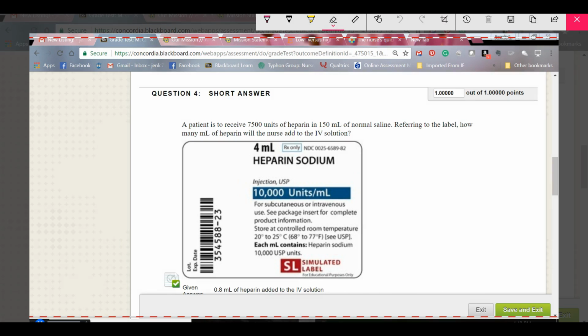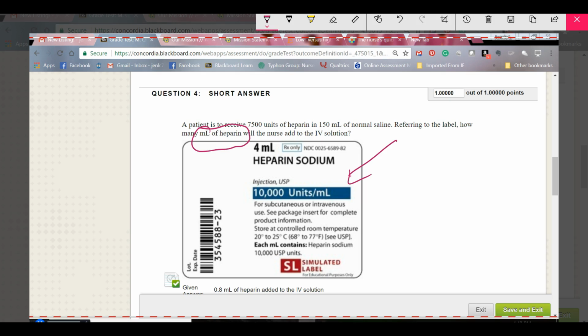Okay, so now what I'm going to show you is quiz 6, and we're looking at this answer here. The patient is to receive 7,500 units of heparin and 150 mLs of normal saline. Referring to the label here, how many mLs of heparin will the nurse add to the IV solution?